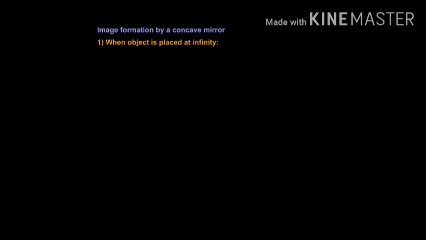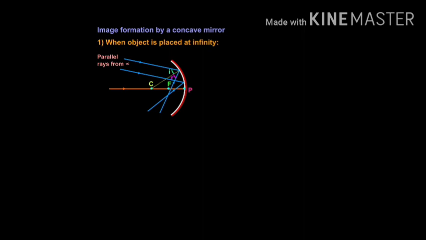So in the first case my object is placed at infinity, so this is my concave mirror, and if the object is at infinity, the light rays coming from that object must be parallel to each other. And as you can see, if I draw the normal and make the angle of incidence and angle of reflection, then after reflection the light rays are actually meeting, and you know that if after reflection the light rays are actually meeting, it means it is a real image. So we are going to draw the image, and as you can see this image is very small, and it is formed at the focal plane or focus.